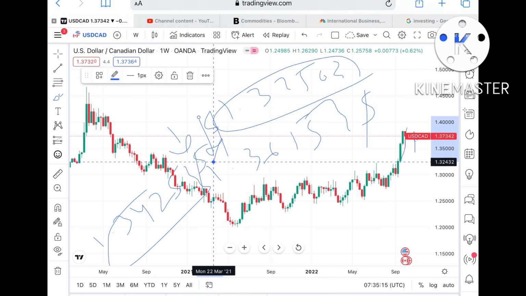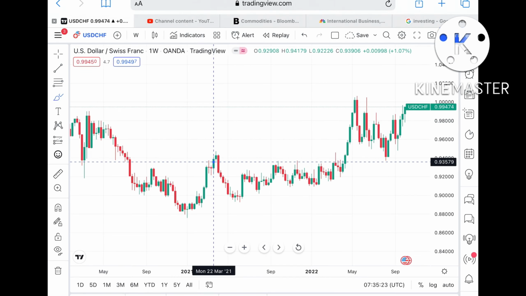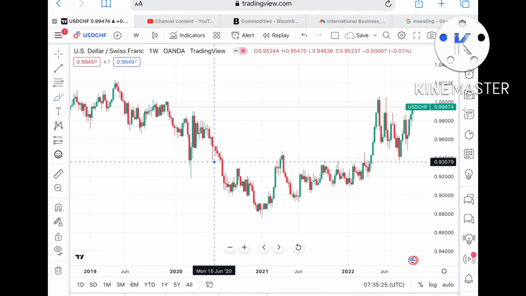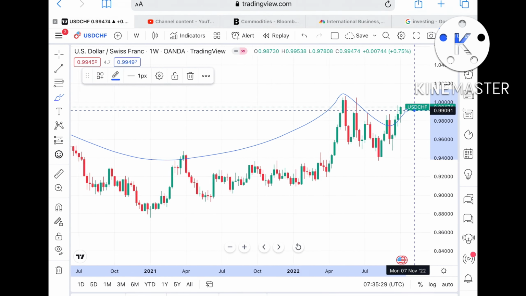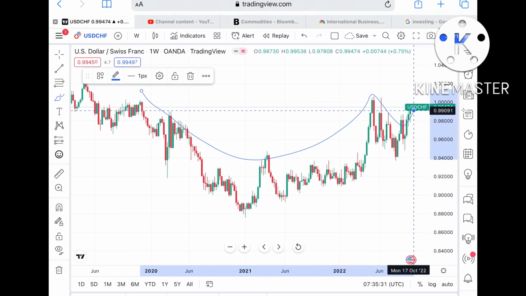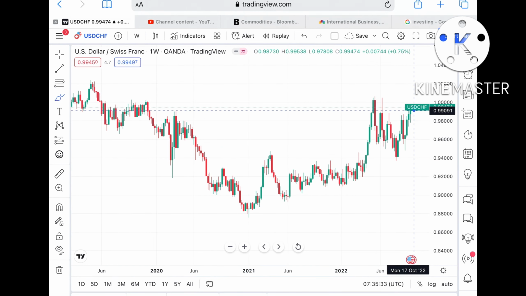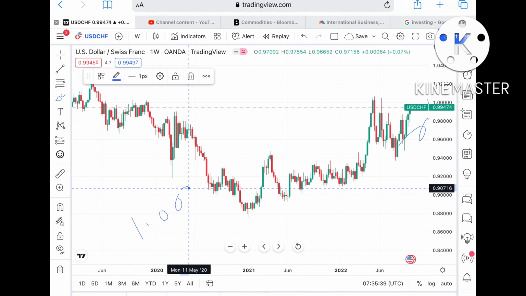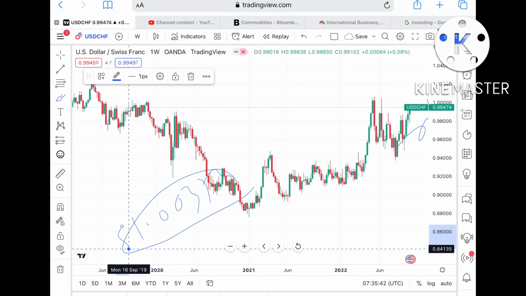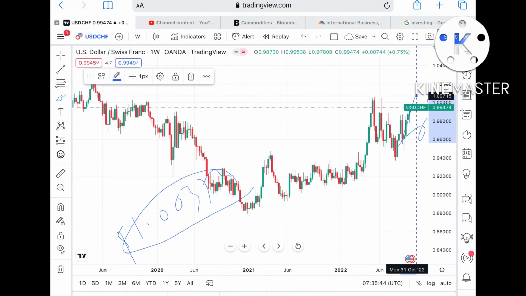Okay, now if we talk about USD CHF, there is a pattern forming which gives a higher probability that we can see it move further upside, because there is a probability of a cup pattern forming. Okay, so keep this in mind that the price of USD CHF can go further upside and can touch a level of around $1.00373.